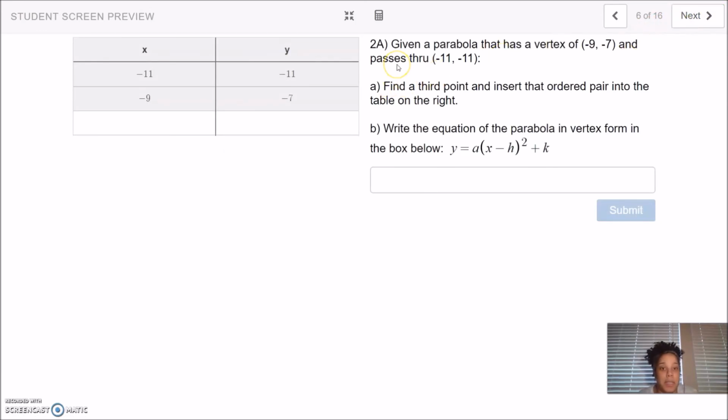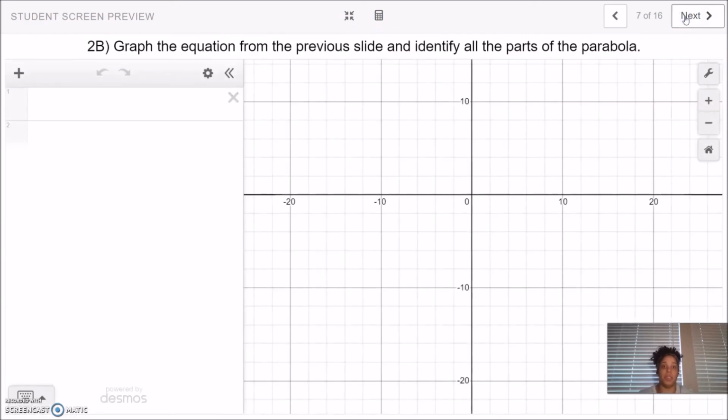All right, in this one, this is the second question. It gives you a parabola that has a vertex and it passes through a point, and I've already put the table in here. The first thing you have to do is find a third point. You're going to insert that here, and then you're going to write the equation. So make sure you look at that example number 2 that I wrote down and follow that strategy for writing the equation of a parabola given a vertex and a point. Okay, once you write that equation out, it's going to ask you to graph it and then label all the parts just like you did for the first problem.